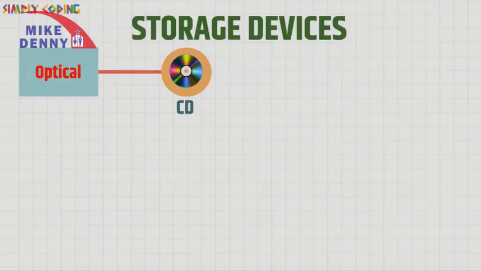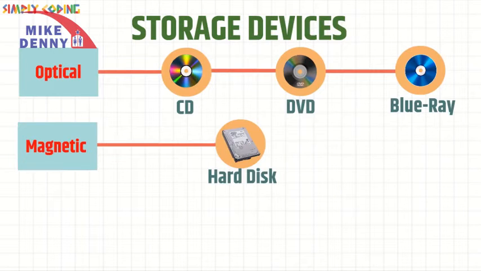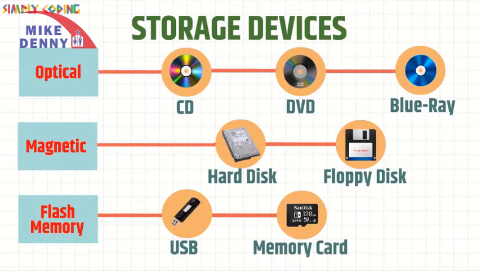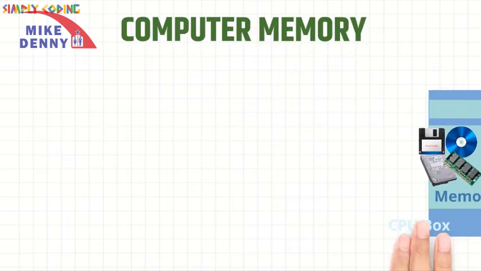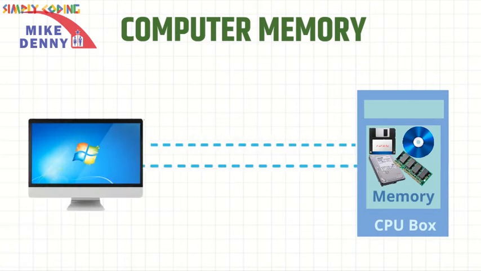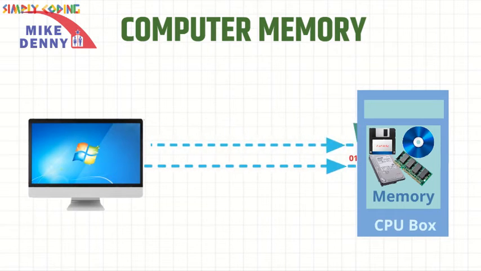Hello. In this video, we are going to learn about external memory or storage devices. Computer memory is the storage area of the computer. It is any kind of hardware which stores data and instructions for the computer.